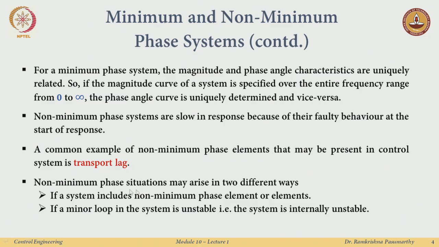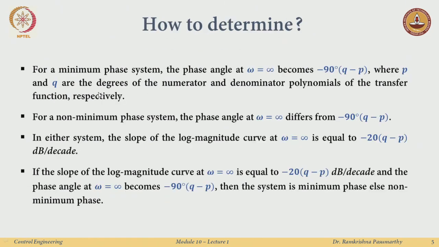So when can non-minimum phase situations arise practically? Well, if the system includes non-minimum phase elements. Again, we'll revisit these examples in detail. Or when internally there is a minor loop that is unstable. Okay, now what are further techniques? Just look at the transfer function, or the phase characteristic and the magnitude characteristics. Is there any way we can identify between minimum and non-minimum phase systems?